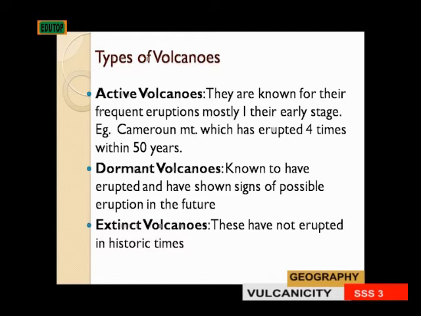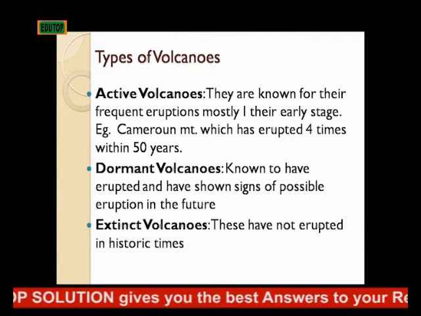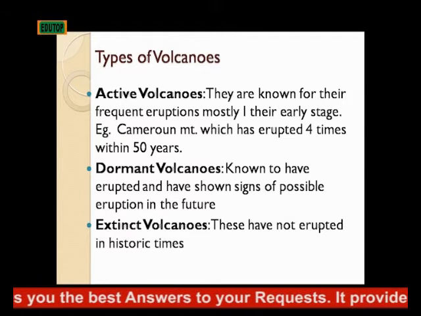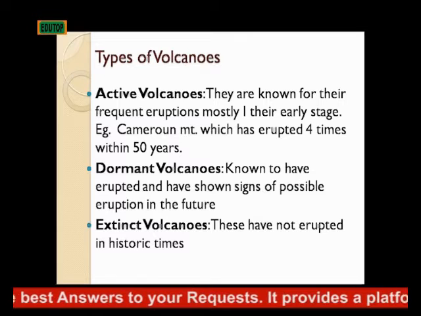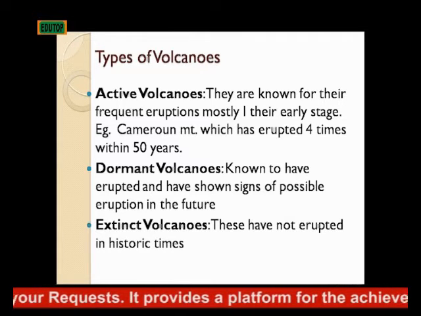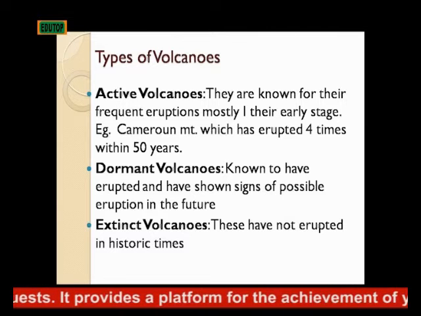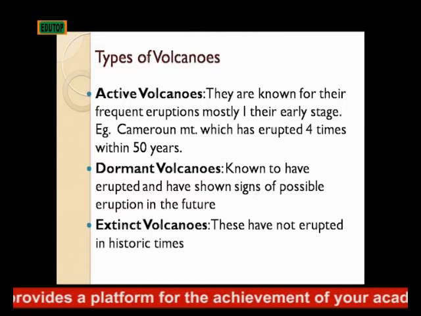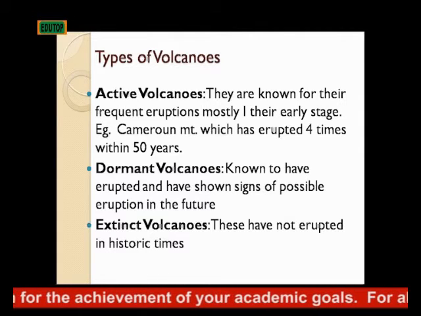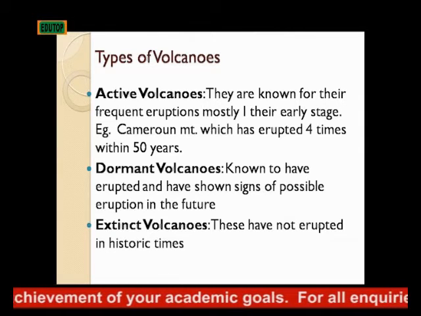Now, the active volcanoes, they are known for their frequent eruptions, mostly in their early stage. So an example of an active volcano is the Cameroon Mountain, which has erupted 4 times within a period of 50 years.